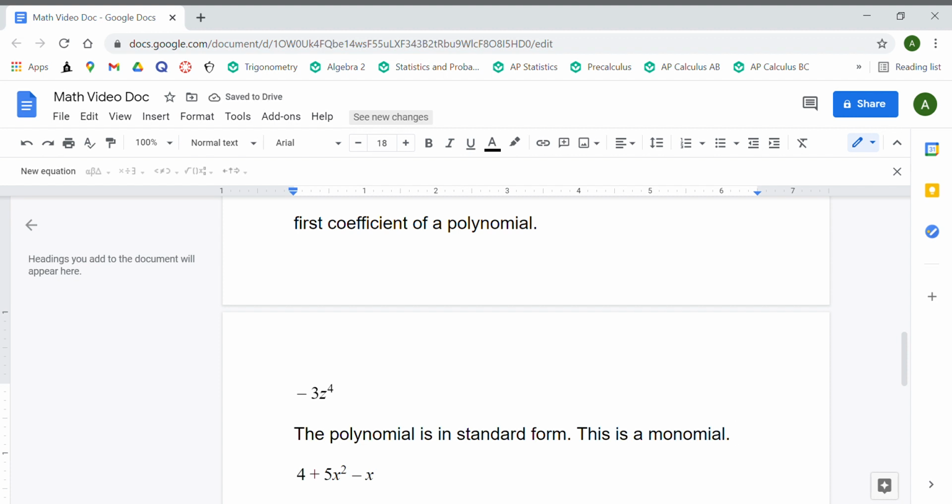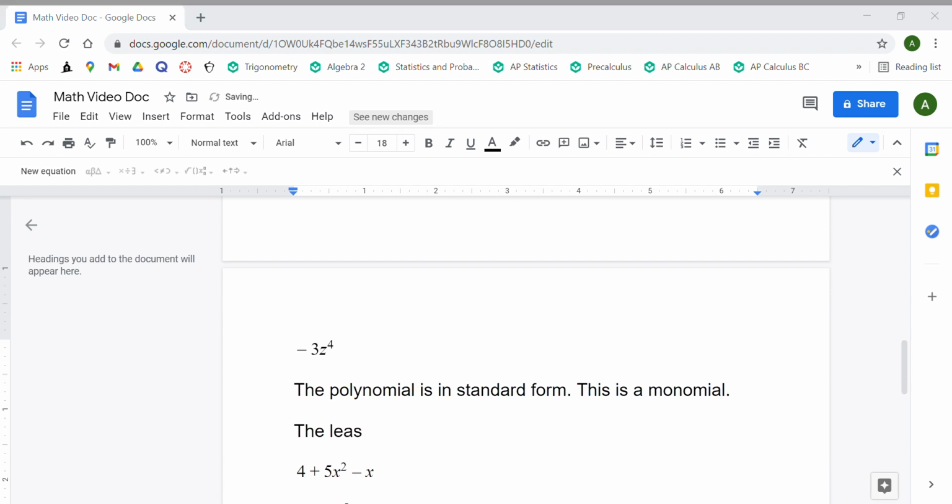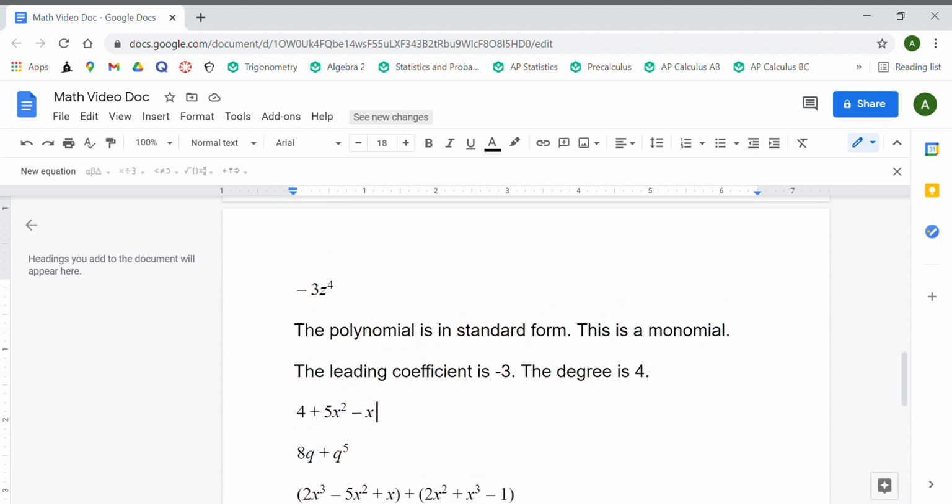The coefficient is negative 3 here, and so the leading coefficient is negative 3. And the last thing is, what is the degree? Well, that's pretty easy. You just look at the exponent, and the degree is 4. Now, that was pretty easy though. Let's try some of these.